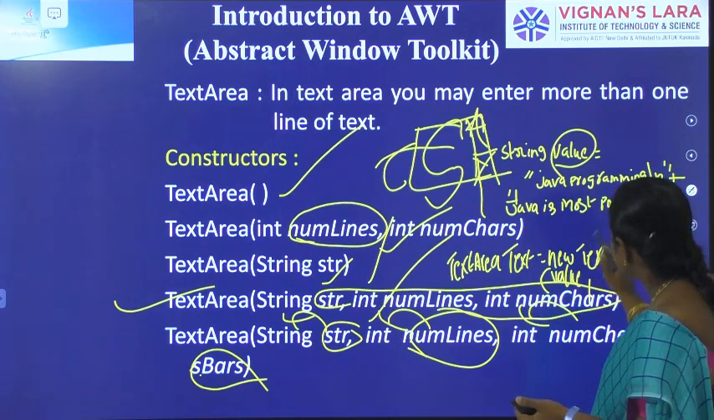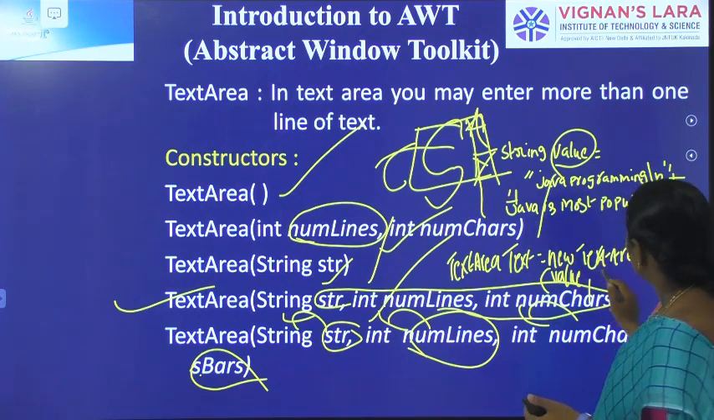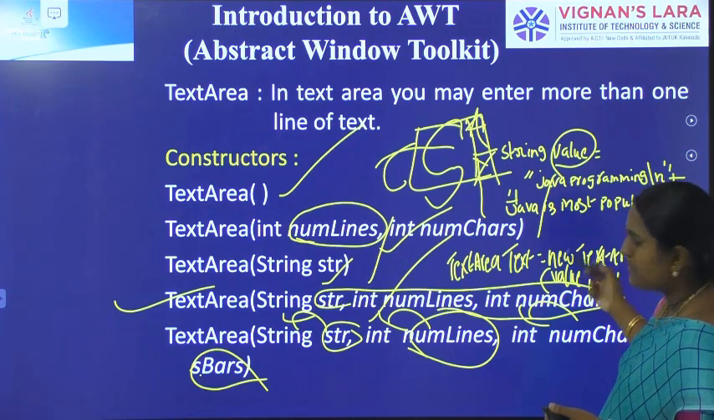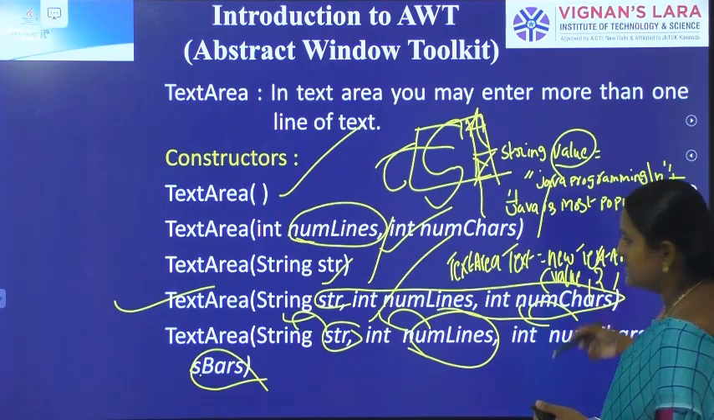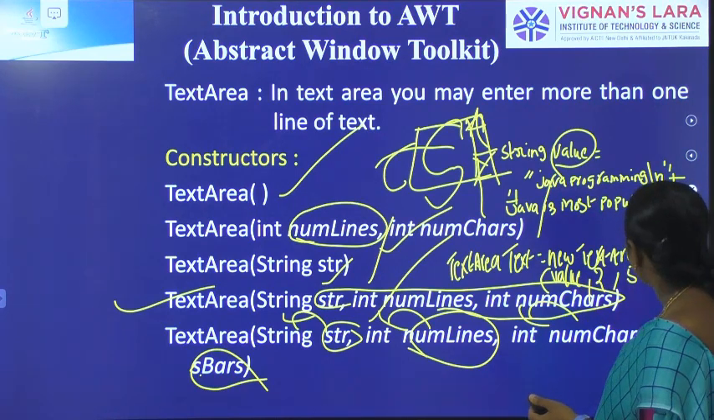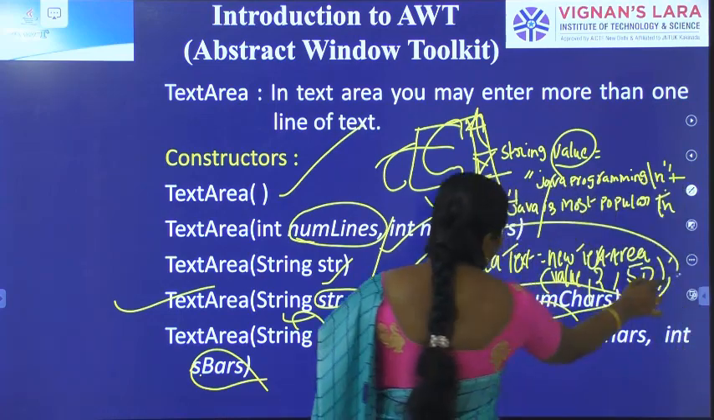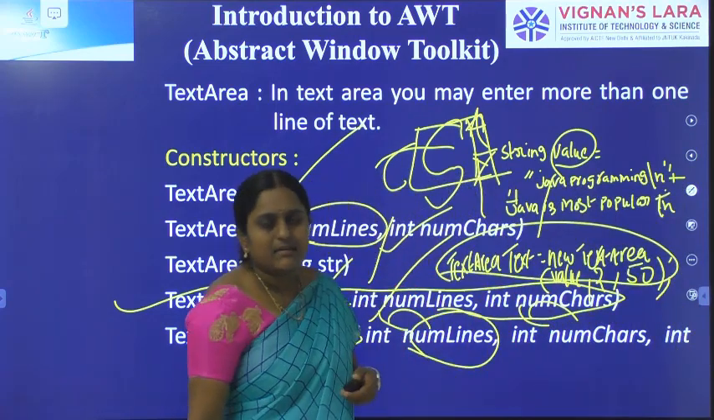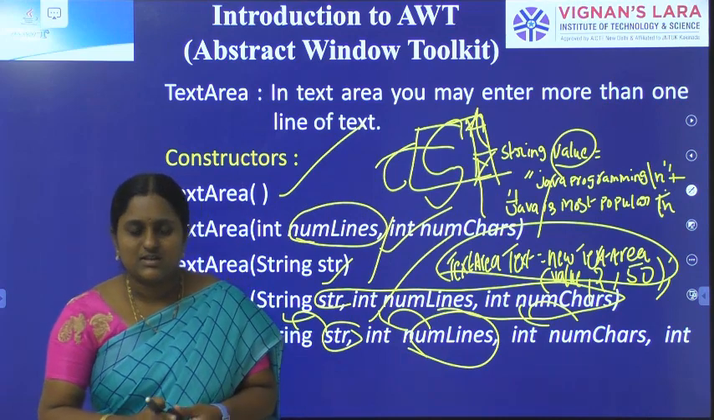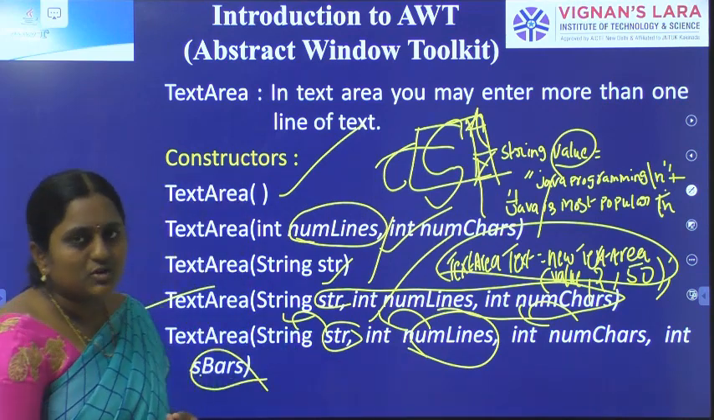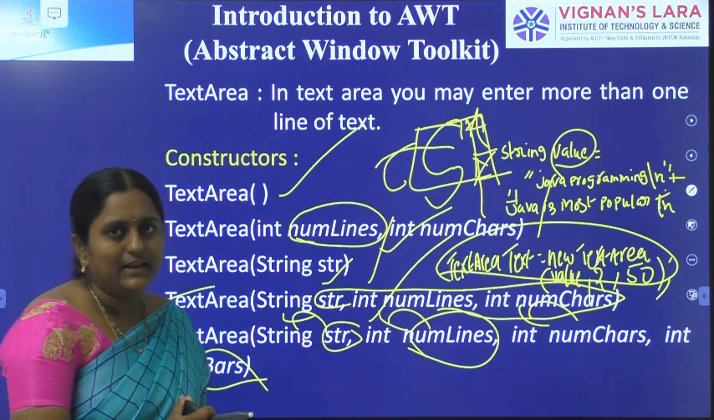Next one, number of lines. Number of lines is 2, comma, number of characters. Suppose we pass 50 characters. Two lines will be displayed and 50 characters will be displayed. So we create an object of this TextArea class and we can invoke the constructor. Whenever an object of the class is created, the constructor is automatically called.